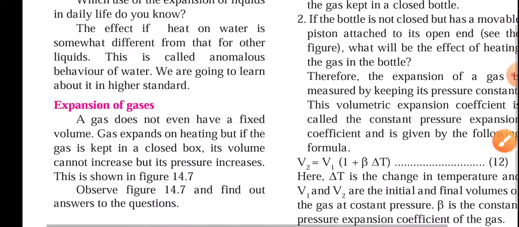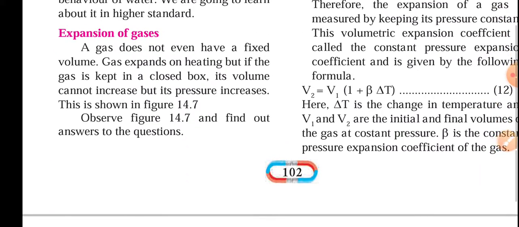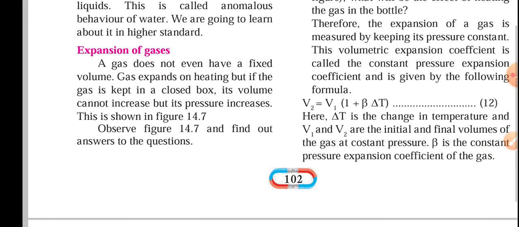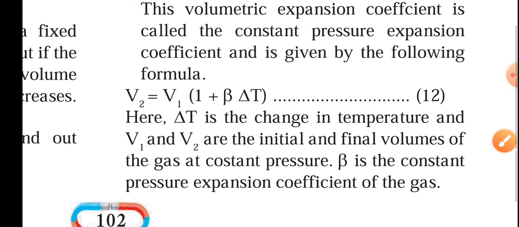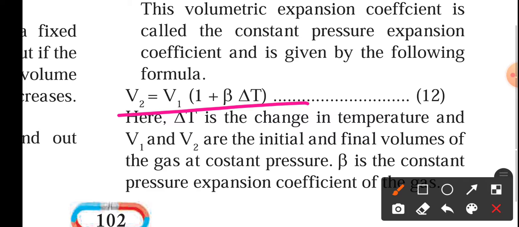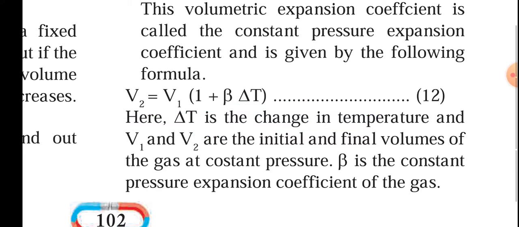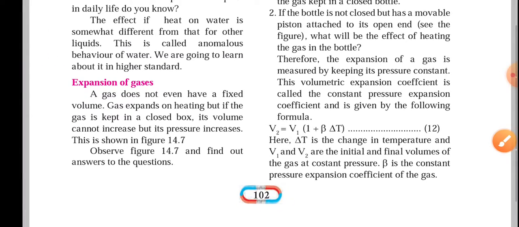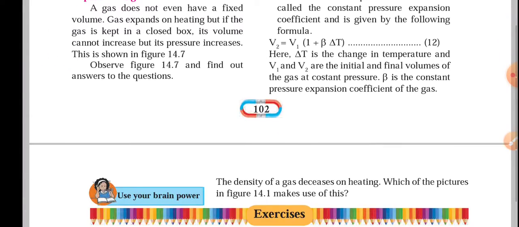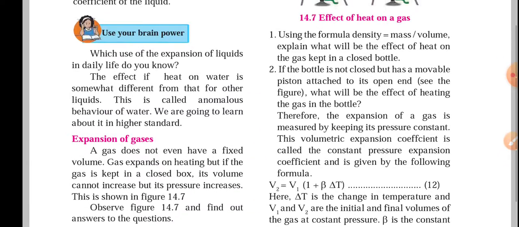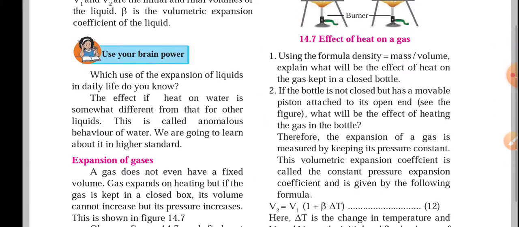Further, the next is the expansion of gases. Here also, in the same way, the volume increases when we heat a particular gas, and the formula is the same, that is V2 is equal to V1 into (1 plus beta into delta T). So this is about the expansions taking place in solids, liquids and gases. This is about chapter number 14. It's all about the theory. In a coming video, we are going to discuss the numericals from this chapter.